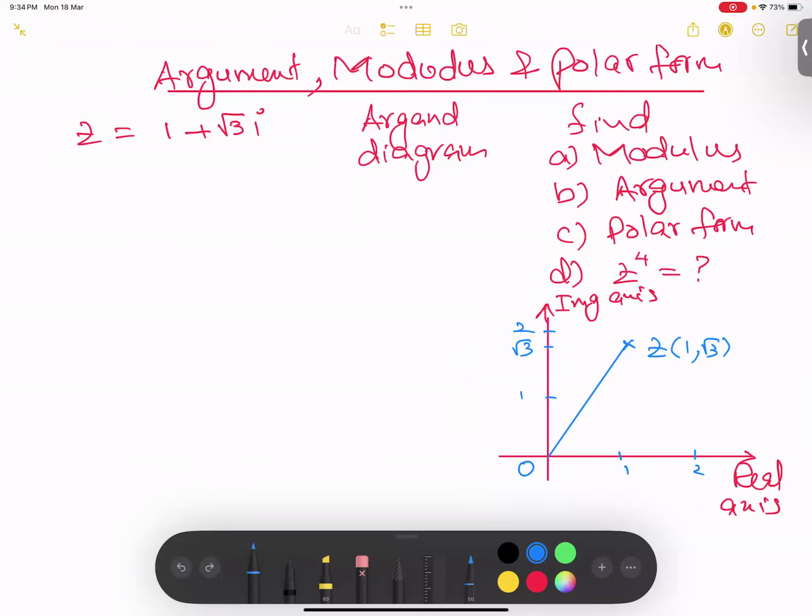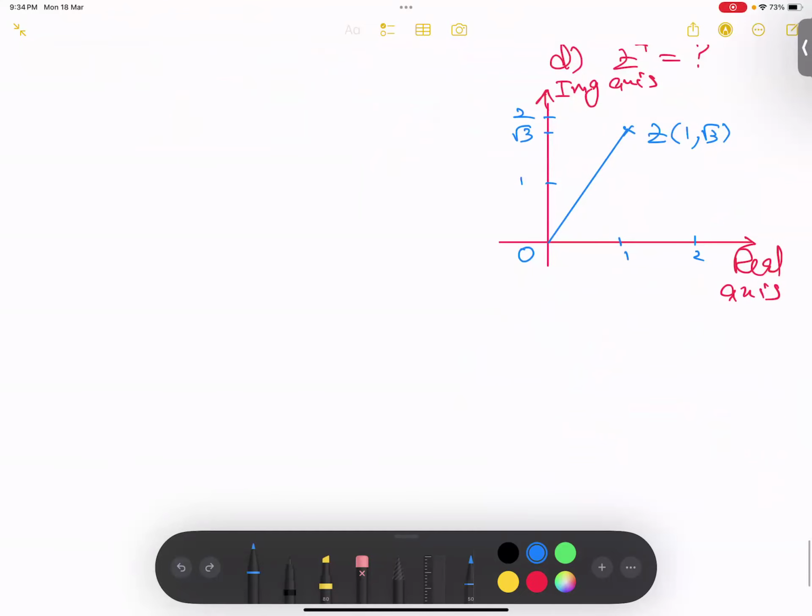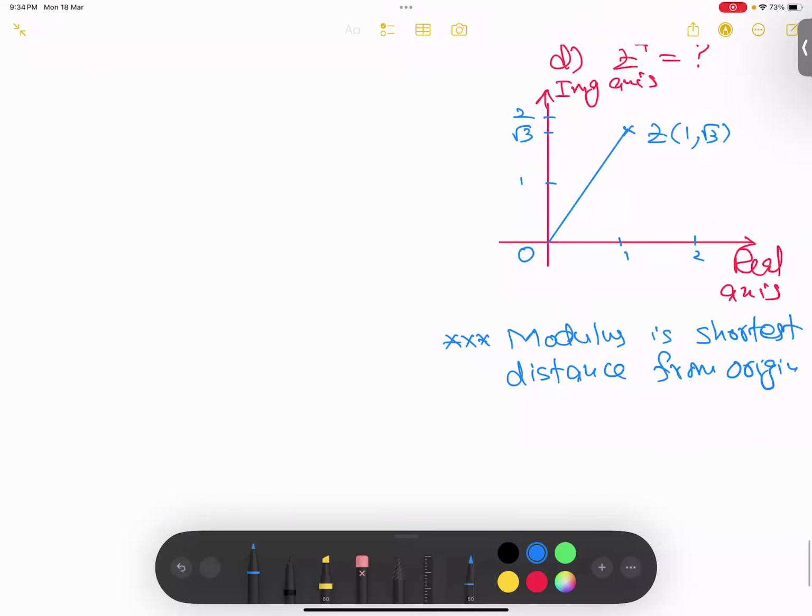Now I'm going for the modulus. What is the definition of modulus? I'm writing parallelly with you. Okay, all these things, star number 1. What is the modulus definition? Modulus is the shortest distance from the origin. So that is the definition of a modulus.